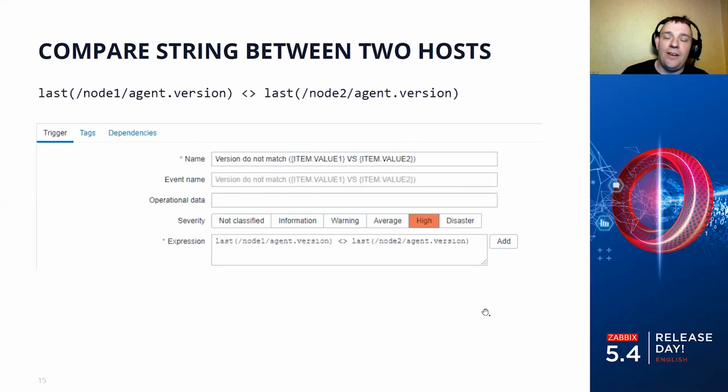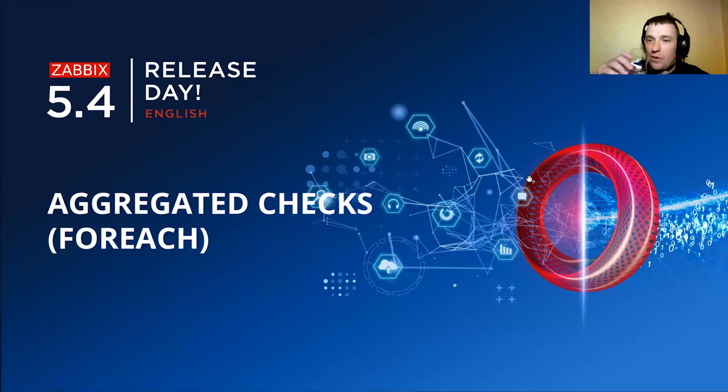Okay, a different type of functionality. Now we can compare textual strings. We can use different types of inputs, different servers, node 1, node 2, and compare the agent versions. And if the version is different or the same, then you decide what is the problem. It will fire up an event, and we can include inside the event title what is the difference between those versions. Okay, aggregated checks.